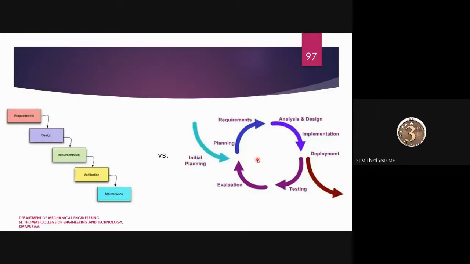Okay. So under concurrent engineering, we are reducing the time. So how do you reduce the time? Initially we are planning, and from that planning phase we are going to the requirements, and after the requirements are stated, we are analyzing and designing the product. After a design, we are implementing it into production, and then finally it is deployed without a testing and evaluation. That is what is coming here. So we are neglecting the steps here.